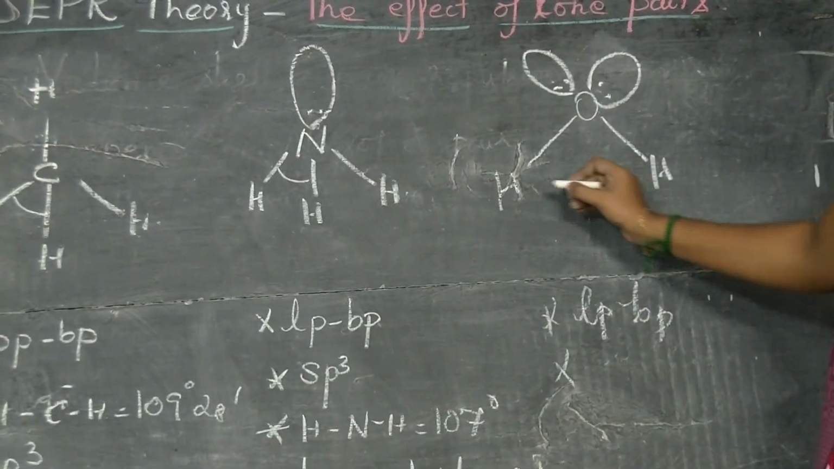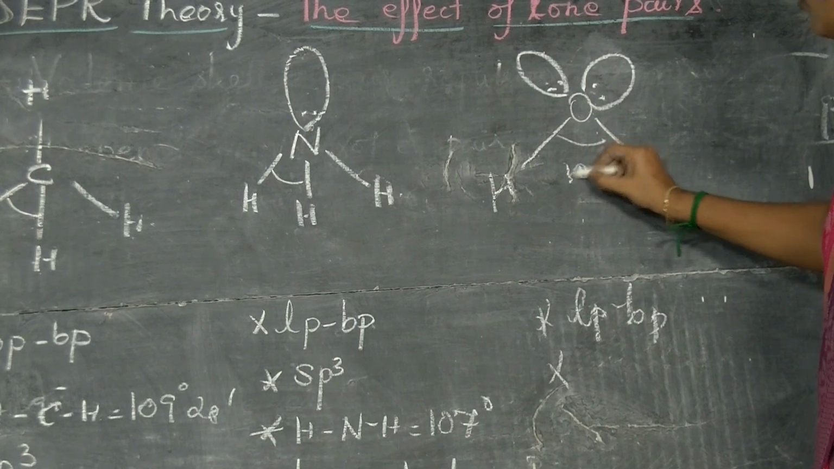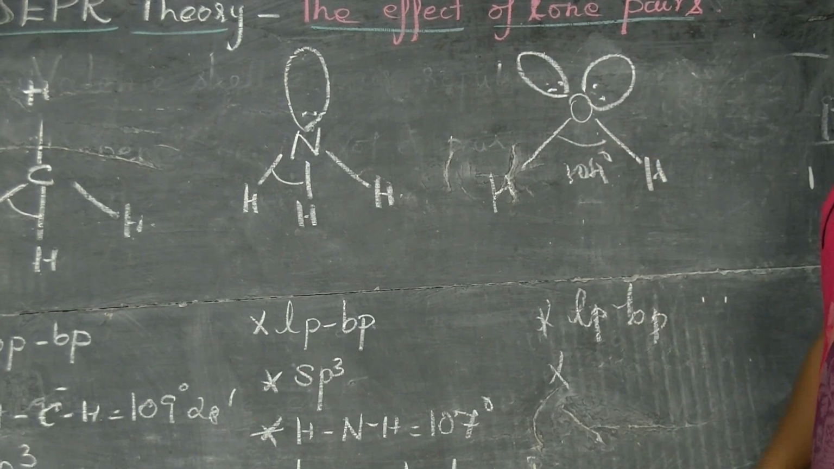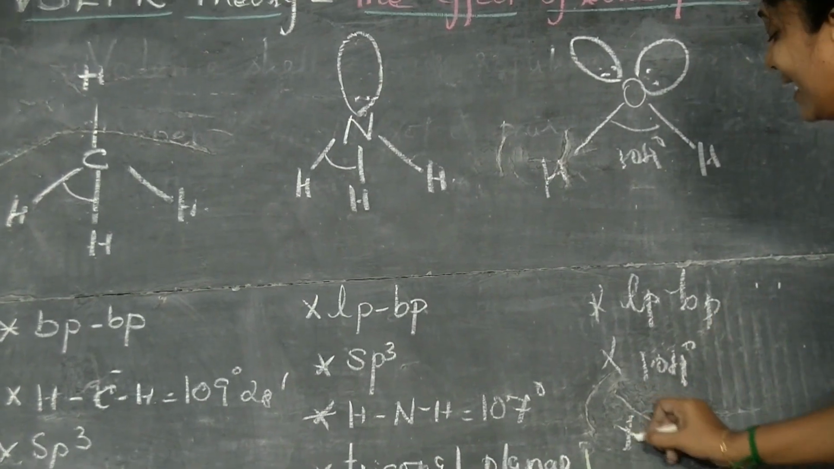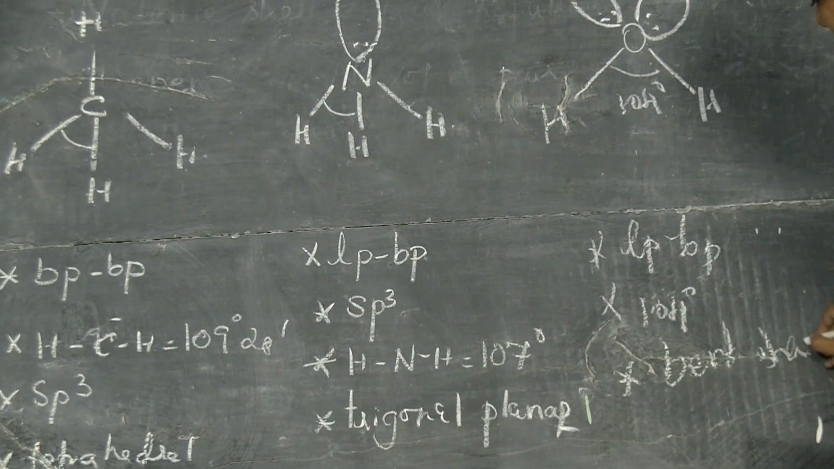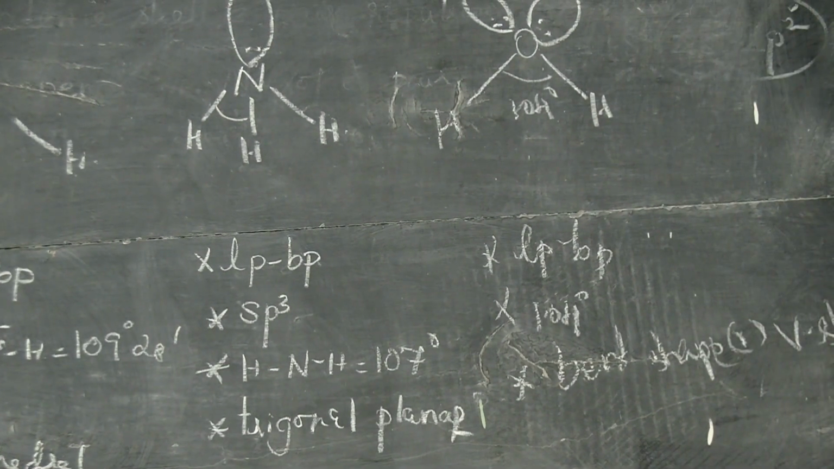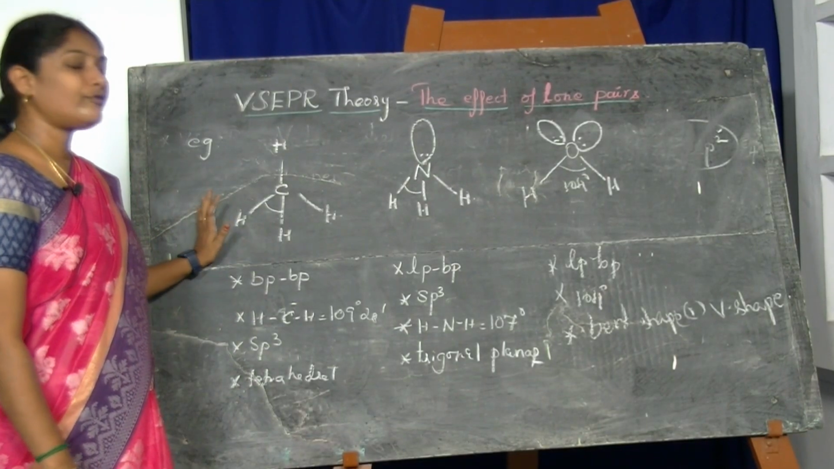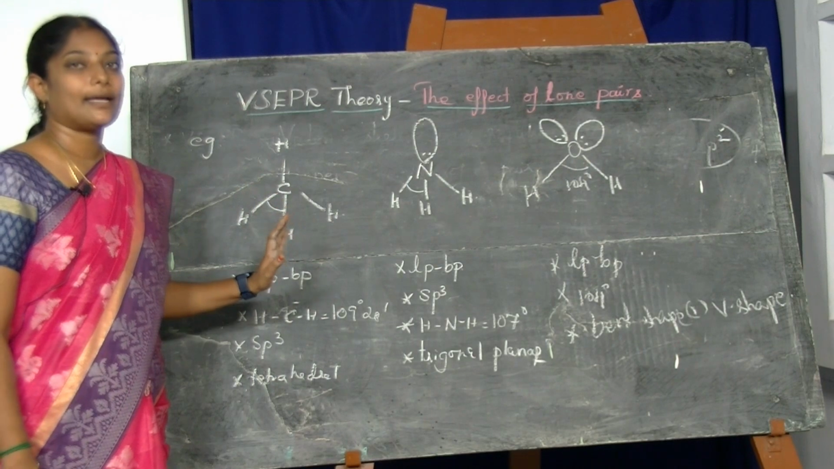The bond angle of HOH is 104 degrees. It has a bent shape, or V shape. So therefore, what is concluded? The lone pair decreases the bond angle.